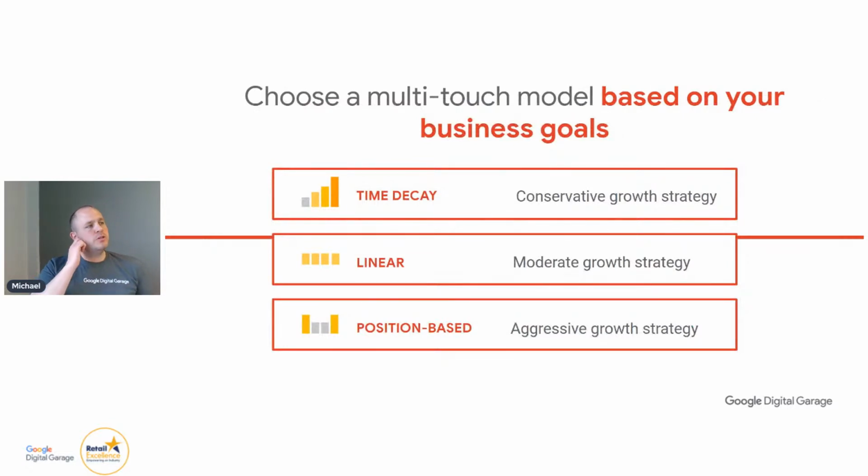Now, choose a multi-touch model based on your business goals. Time decay will work really well for a conservative growth strategy. It gives more credit to ad interactions that happen closer in time to the actual conversion itself. Linear, moderate growth strategy. It distributes the credit for the conversion equally across all ad interactions. Position-based, aggressive growth strategy. It gives 40% of the credit to both the first and the last ad interactions and the corresponding keywords, with the remaining 20% spread out across all touch points in between.